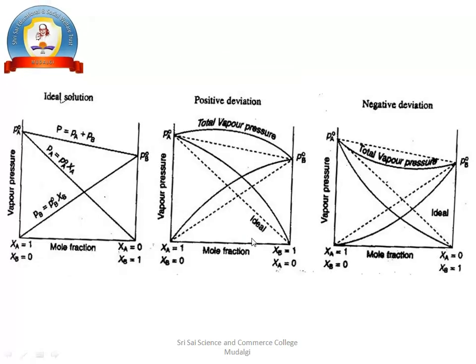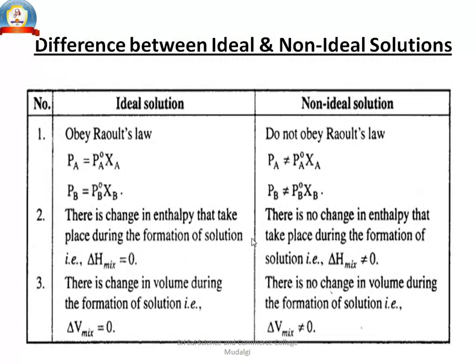So based upon this, you can write the differences between the ideal solution and non-ideal solution. Usually they will ask for 3 marks. The three simple differences you can write. This is important. First, the ideal solution obeys Raoult's law, non-ideal does not obey Raoult's law. Here delta H mixing is equal to 0, it is not equal to 0 here, and change in volume is equal to 0, but here the change in volume is not equal to 0. So hence it is important, students. Remember the differences between ideal and non-ideal solution.